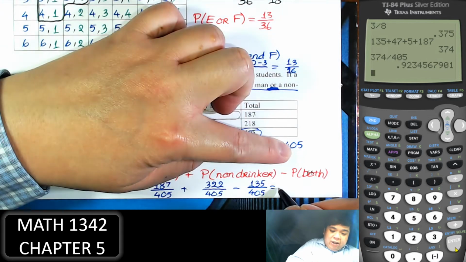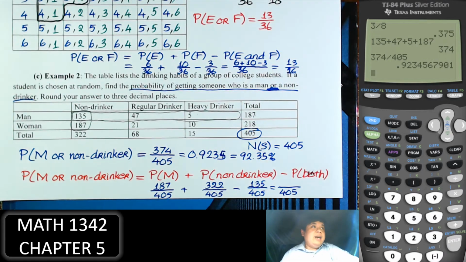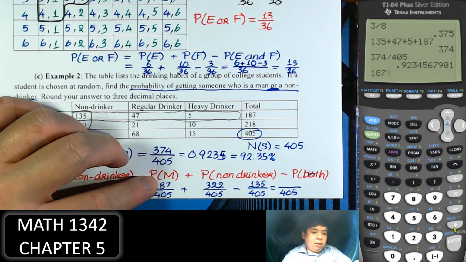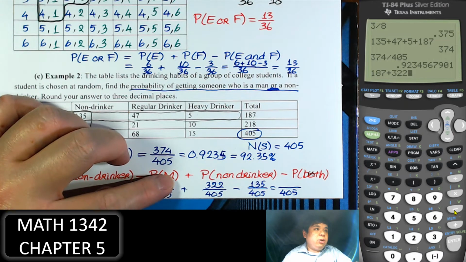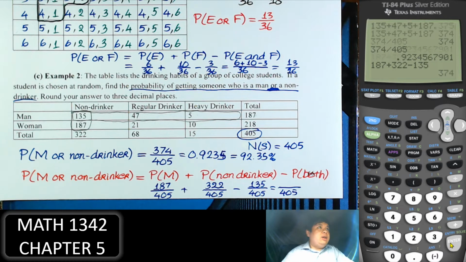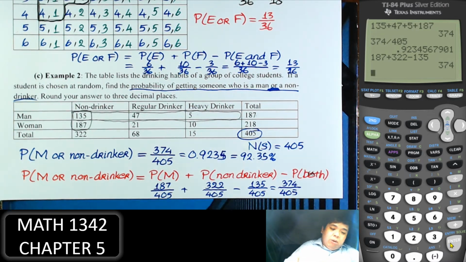Once again, we have the common denominator 405. I'll just add the top: 187 plus 322 minus 135, and we have 374 divided by 405. Right, so that's what we have.